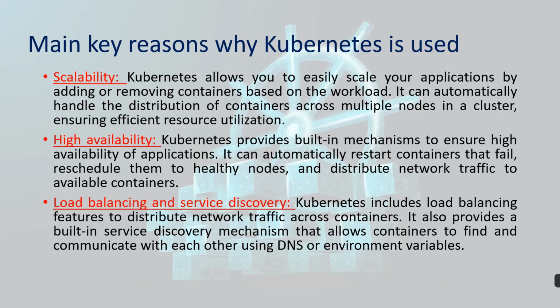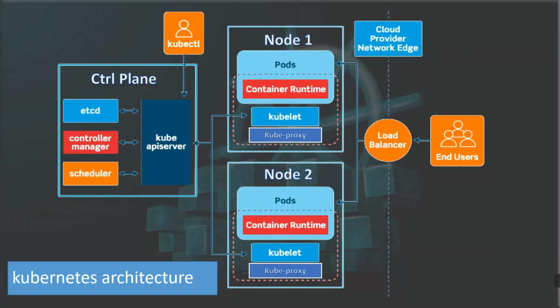Kubernetes includes load balancing features to distribute network traffic across containers. It provides a built-in service discovery mechanism that allows containers to find and communicate with each other using DNS or environment variables. Let's understand the Kubernetes architecture.